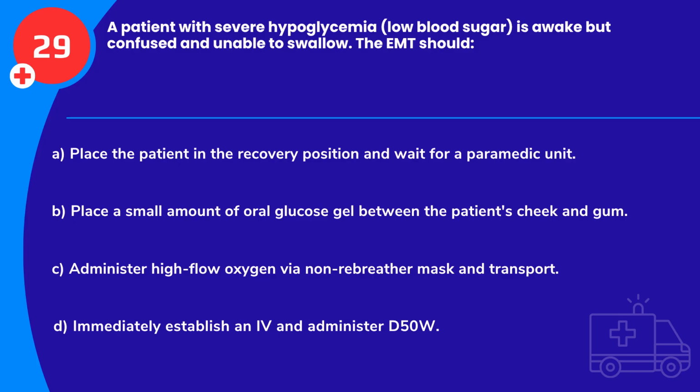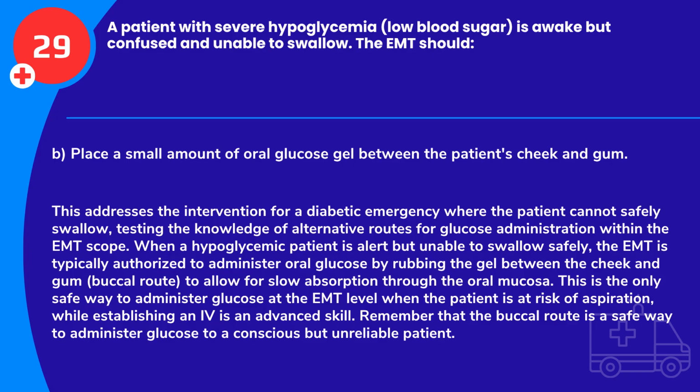The EMT should: A. Place the patient in the recovery position and wait for a paramedic unit. B. Place a small amount of oral glucose gel between the patient's cheek and gum. C. Administer high-flow oxygen via non-rebreather mask and transport. D. Immediately establish IV and administer D50W. Answer: B. Place a small amount of oral glucose gel between the patient's cheek and gum.